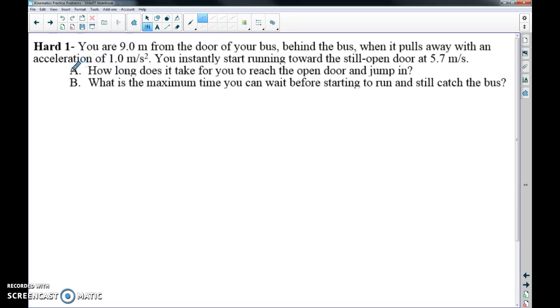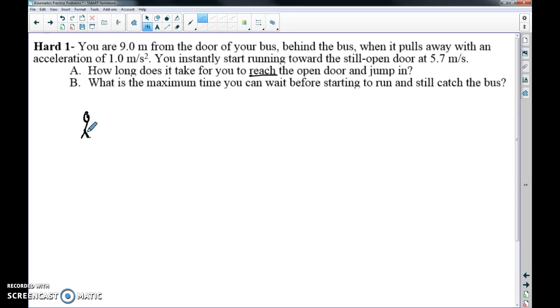Here's your key for these types of problems. When it says you reach it or two objects meet, what it's really saying physically is that their positions are exactly the same at that same point in time. So to start any problem like this, you want to sketch it.